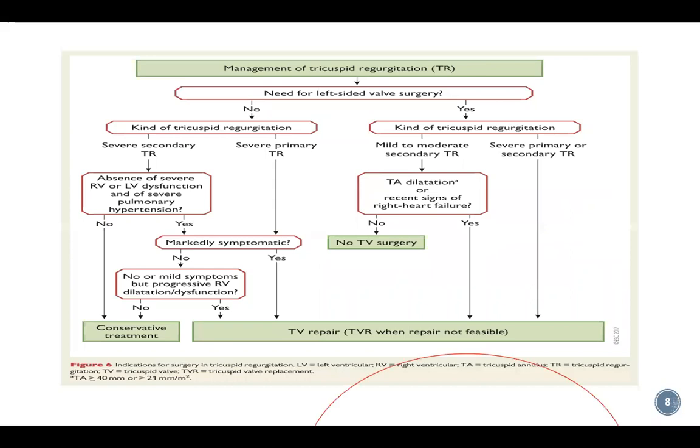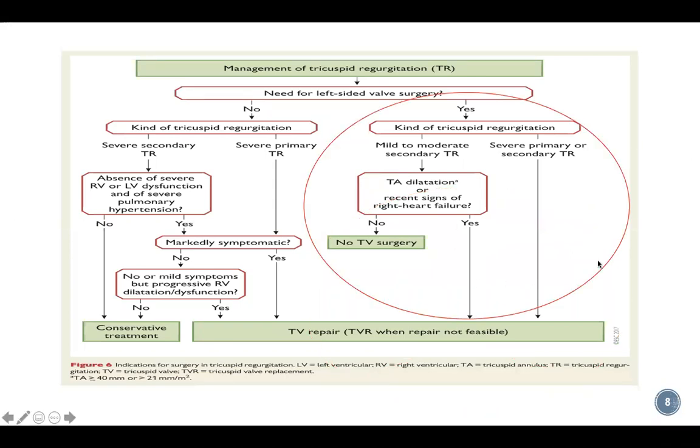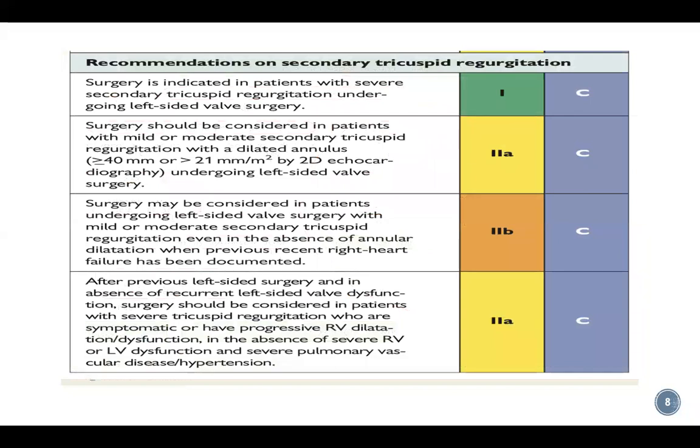Same in the European guideline, in left-sided valve dysfunction, you need to address the tricuspid valve. And if you have a recent sign of right heart failure, this is a difference between them, at that time, you need to also address the tricuspid valve at the same time of the surgery. Here it's class 1 for severe, class 2A for dilated annulus 40 or index 21. And if you have right-sided failure, without annular dilatation, address it at the same time.